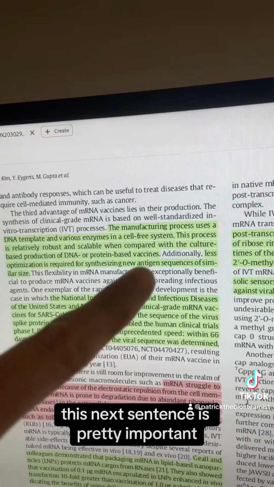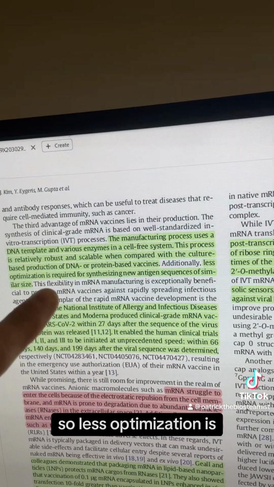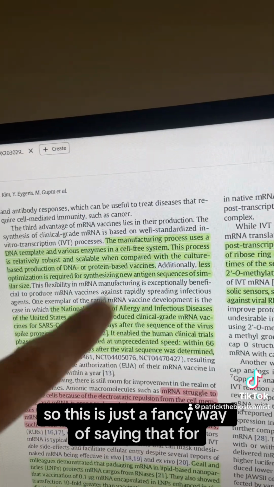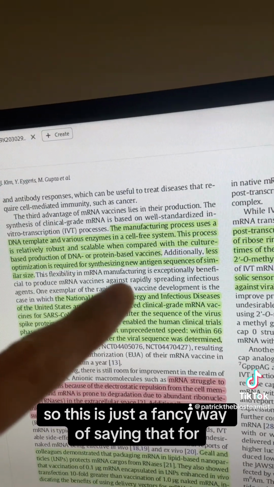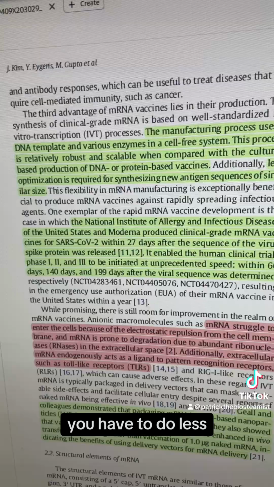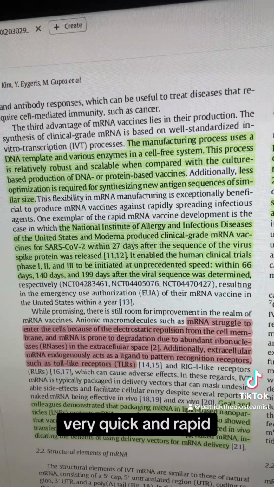And then, this next sentence is pretty important. So less optimization is required for synthesizing new antigen sequences of similar size. This is just a fancy way of saying that for upgraded versions of the vaccine, you have to do less. And it's very, very quick and rapid.